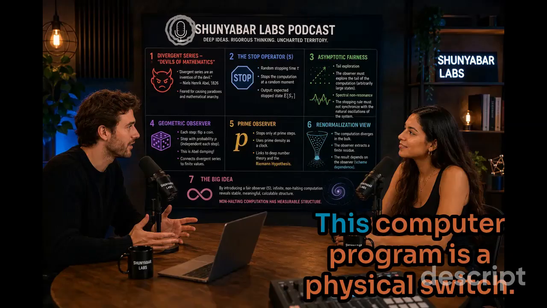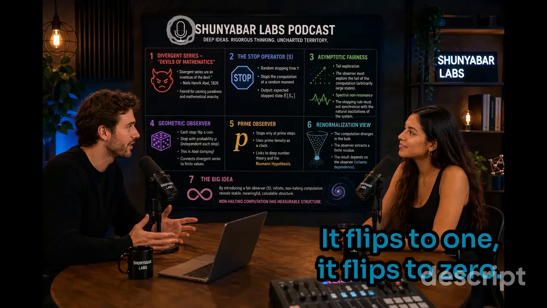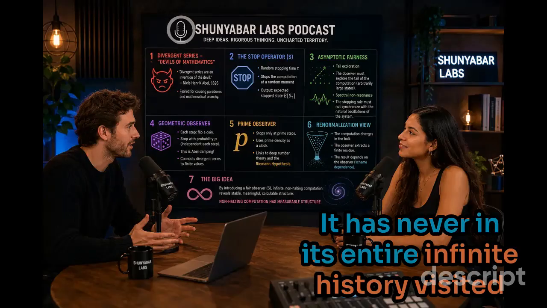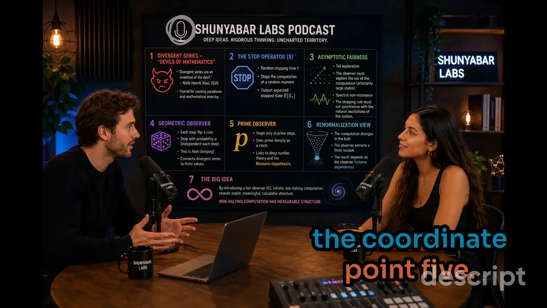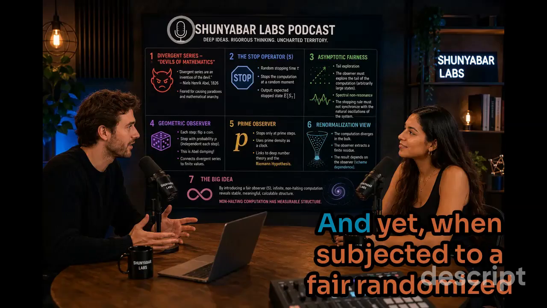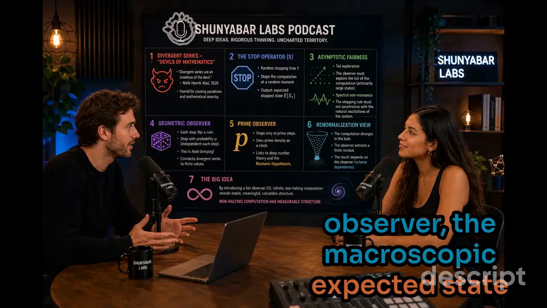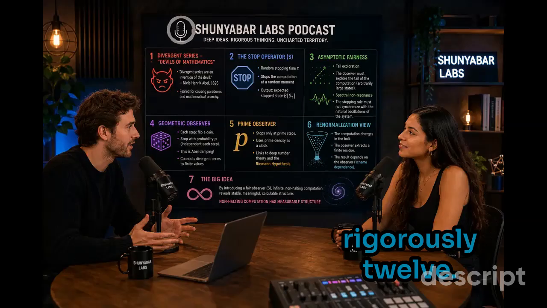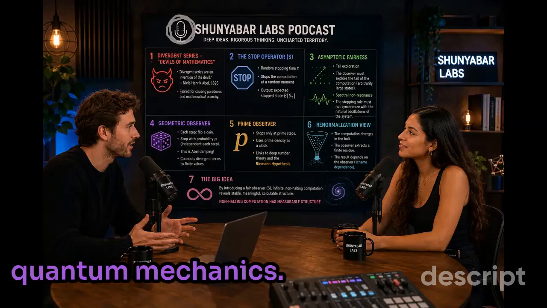Let's do it. This computer program is a physical switch. It flips to 1, it flips to 0. It physically cannot be anything else. It has never, in its entire infinite history, visited the coordinate 0.5. Nope, never. And yet, when subjected to a fair, randomized observer, the macroscopic expected state of this furiously flickering system is perfectly, rigorously 1/2. It is incredibly reminiscent of quantum mechanics.